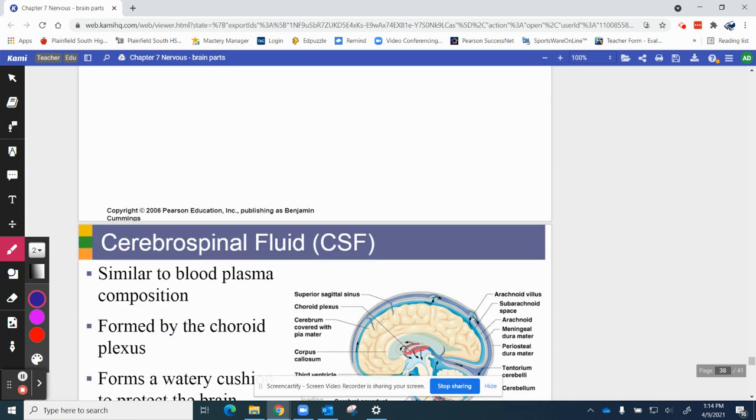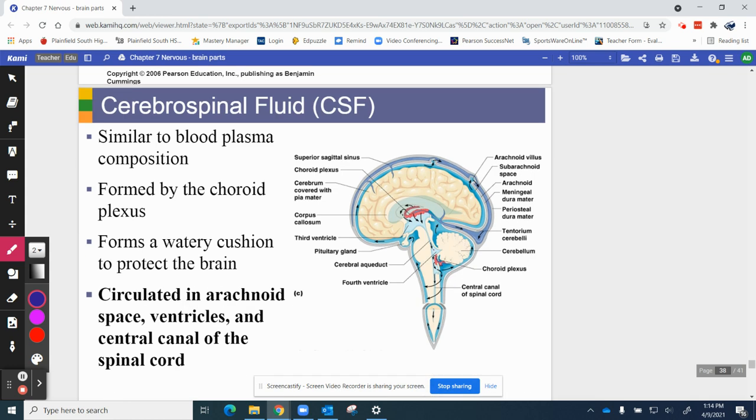Okay. All right, the next thing we'll talk about with the protection is the cerebral spinal fluid, often referred to simply as the CSF. It's real similar to blood plasma in that it's a thicker, viscous fluid, but it's not real thick. Remember we talked about this the other day. It's formed in that choroid plexus, this little area right in here of the brain.